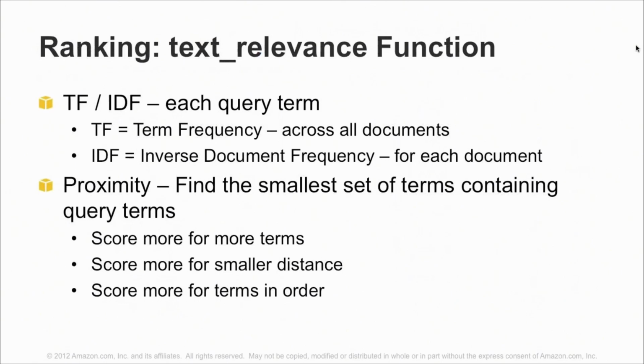Okay, we're going to move from filtering into ranking now, and we're going to talk about the text relevance function that CloudSearch provides out of the box. Text relevance is a measure from the user's query, where they've provided text terms, to text that we have in our documents, and typically this is free text. So if we have descriptions or titles, we want to know how relevant each document is based on the user's query terms.